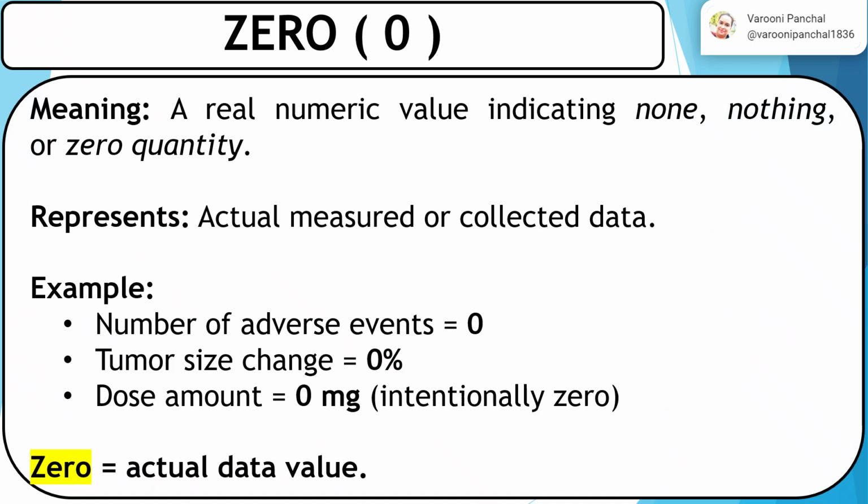Zero. The real meaning: a numeric value indicating none, nothing, or zero quantity. It represents the actual measured or collected data. Say, for example, number of adverse events equal to 0 means 0 adverse events. Tumor size change of 0% means there is no change in tumor size from baseline. The dose amount equal to 0 mg is intentionally 0. So 0 is nothing but an actual data value.